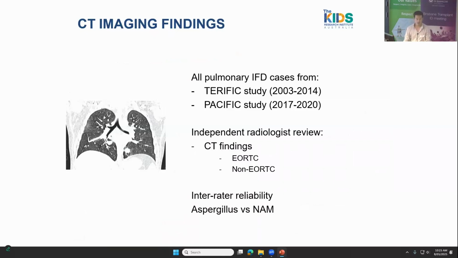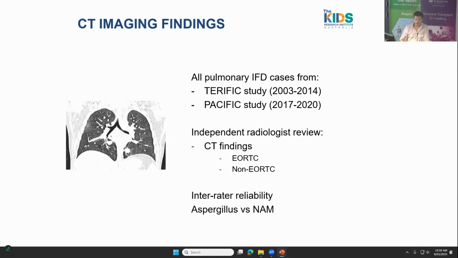both looking at the terrific study between 2003 and 2014, as well as a more recent cohort of children with leukemia across Brisbane, Melbourne and Perth, the study that mainly focused on prophylaxis, but we also looked at confirmed pulmonary IFD cases across that cohort. We grouped them and had 2 individual radiologists review the findings, looking at the EORTC criteria, which are consensus criteria for the diagnosis of pulmonary fungal infection, more for a research context than clinical use, and also what other findings outside of the EORTC criteria were present.